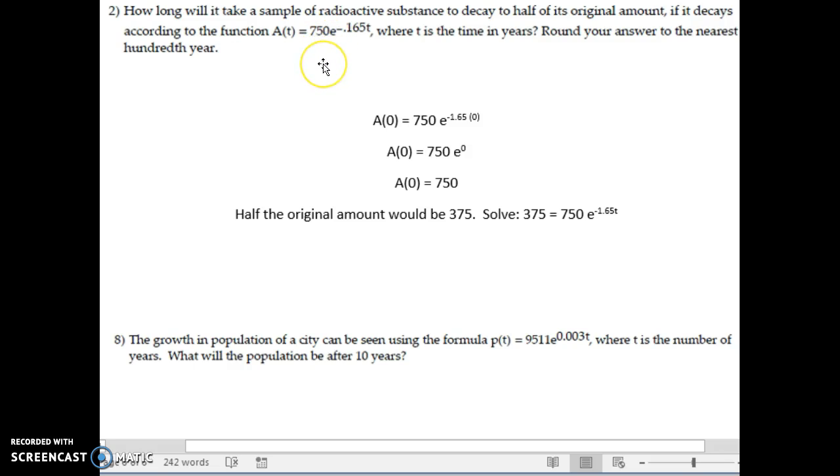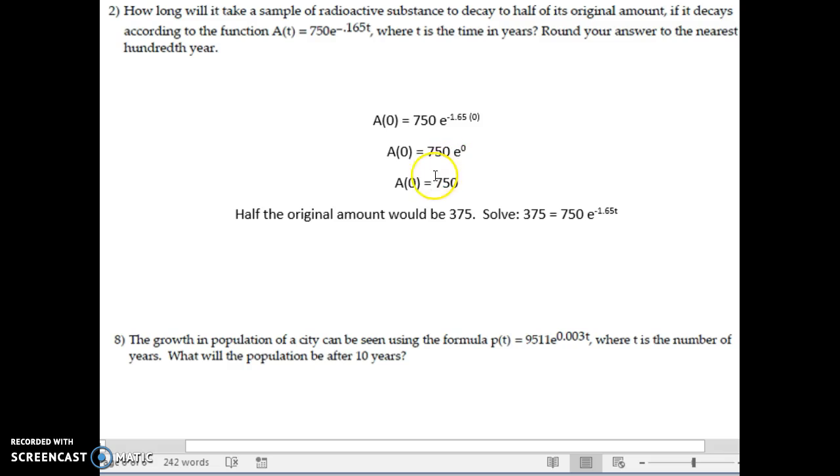Number 2 is a similar problem to what we just looked at, where we're using the number e again. To set 2 up, we need to note that we're looking for when we reach half of the original amount. So figure out what the original amount is. Plug in a 0 for how many years have gone by. So if 0 years have gone by, we have the original amount. 0 times any number is 0, so e to the 0 power is 1. So the right side is just going to become 750.